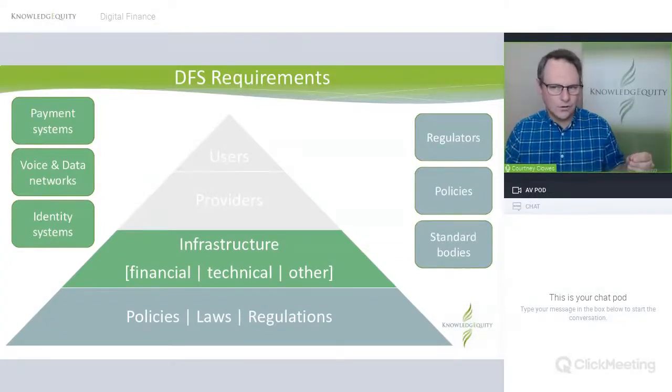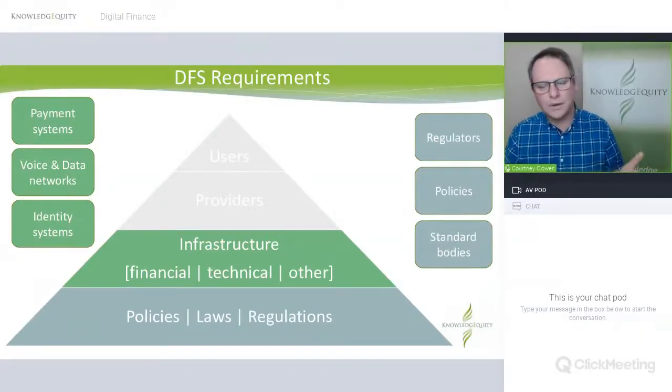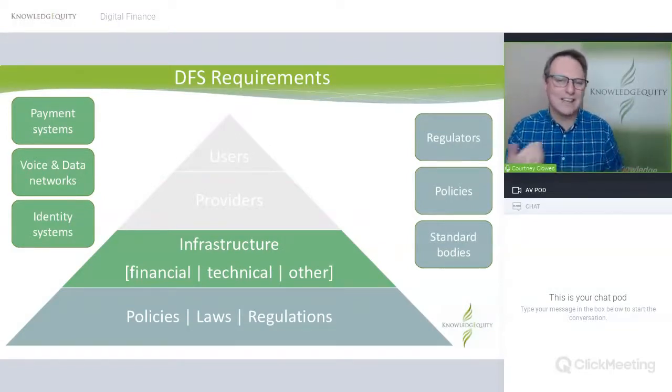The policies, laws, and regulations support this ecosystem. And on top of that, the infrastructure. So what do we mean by infrastructure? Well, we need payment systems. We need to be able to pay. And you think about how simple it is these days. You just tap and off you go.